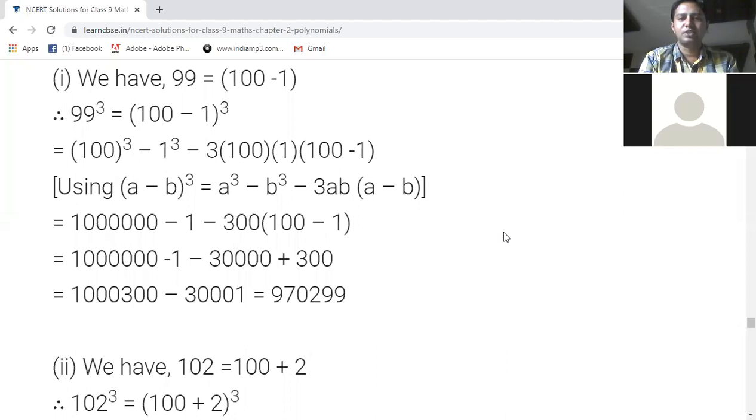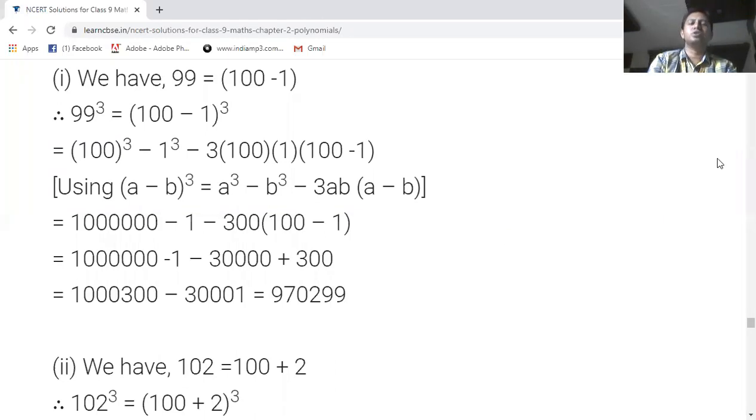970299 is the answer after substituting the values as 100 and 1. 100 cube is 1000000, 6 zeros, that is 10 lakh. 1 cube is 1. 3 into 100 is 300, times (100 minus 1). This 10 lakh as it is, minus 1 as it is, 300 multiplied by 100 is 30,000, and 300 multiplied by minus 1, minus minus will become plus 300. So 10 lakh, minus 1, minus 30,000, plus 300 will become minus 30,001.